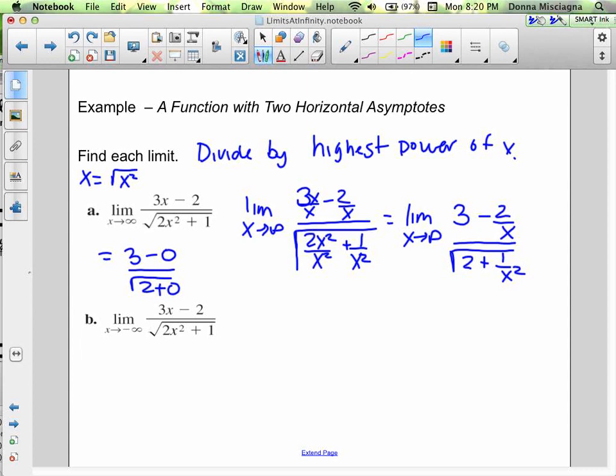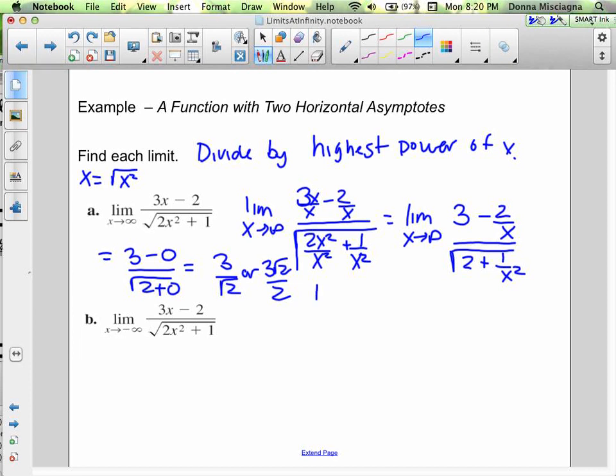So long as there's an x in the denominator and a constant in the numerator, that limit is 0. So now we have 3 square roots of 2, which I'm fine with, or if you want, we can rationalize, and then you have 3 square roots of 2 divided by 2. Either's fine. So from the right-hand side, that's our limit. That's also our horizontal asymptote.